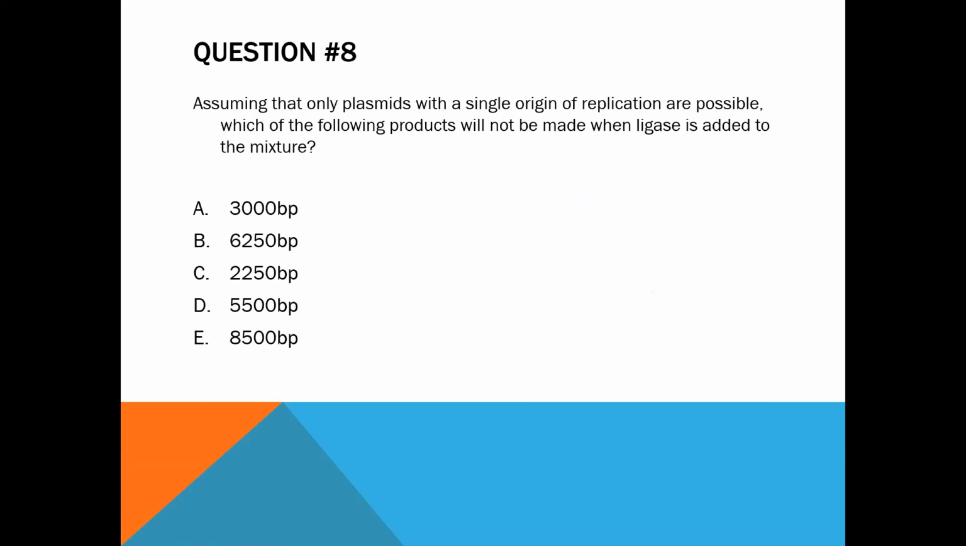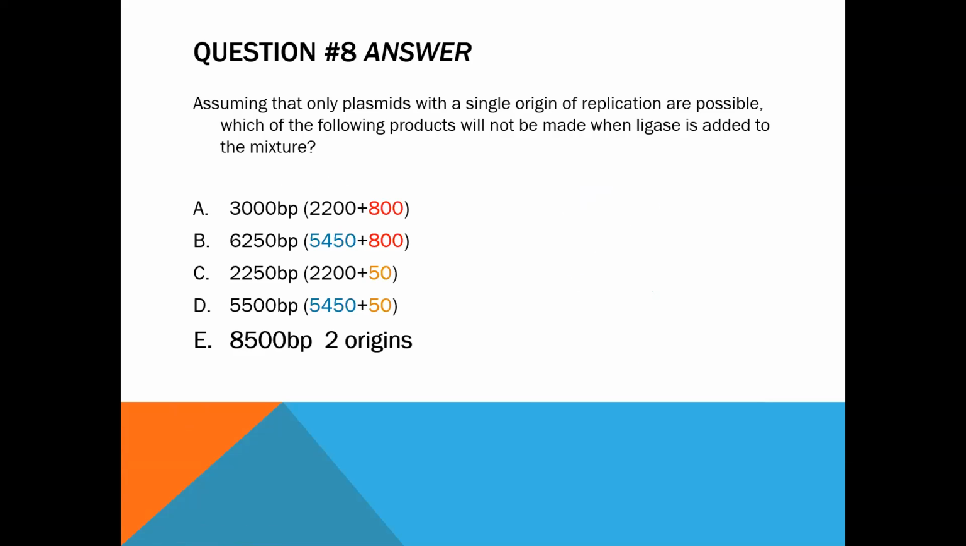So assuming that only plasmids with a single origin of replication are possible, which of the following products will not be made when ligase is added to the mixture? And we can see here our options just like before, but the E wouldn't be made because it would have two origins.